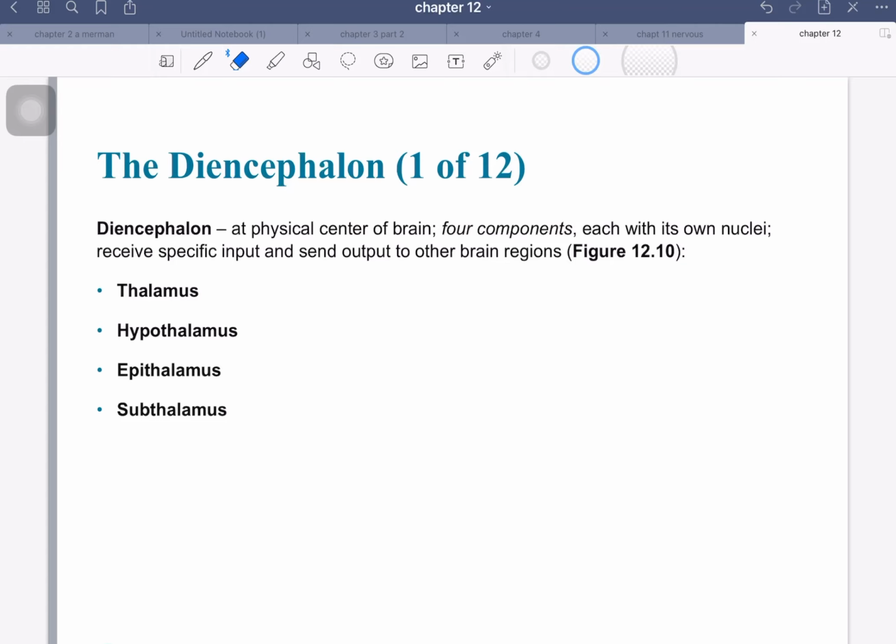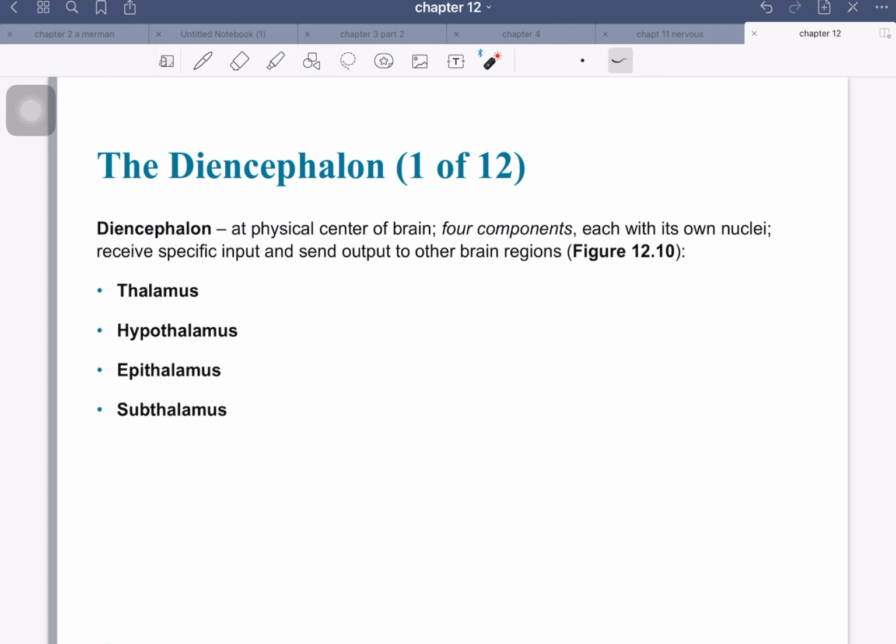In this video, we'll talk about the diencephalon. Now, the diencephalon is made up of four major components, and that is the thalamus, the hypothalamus, the epithalamus, and the subthalamus. Now, as I said, it's really located at the physical center of the brain, and certainly look at diagrams and you'll see what I'm talking about in terms of its location.